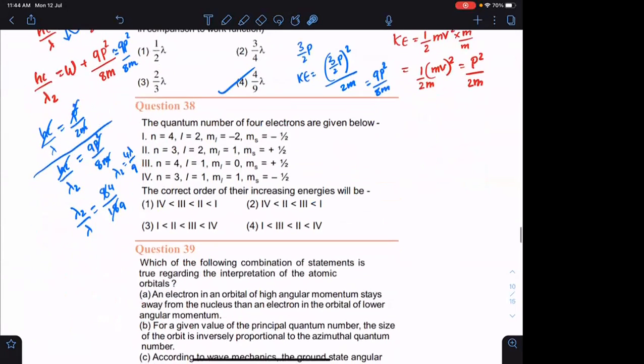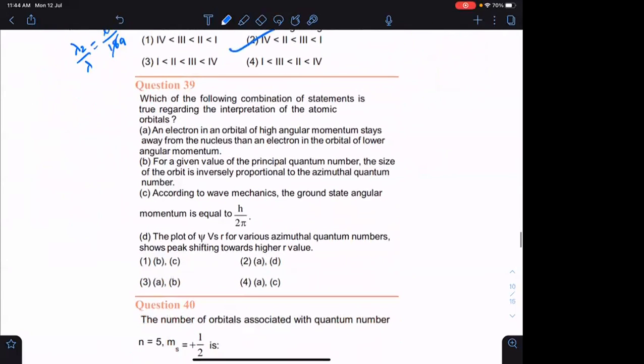Question number 38. The quantum numbers of 4 electrons are given below. Arrange the order of their energies. What you need to do? n plus l value. Good. इसके लिए 6 है, इसके लिए 5 है, इसके लिए भी 5 है, इसके लिए 4 है. सबसे ज्यादा एनर्जी 1 है. उसके बाद आपको 3 रहेगा, उसके बाद आपको 2 रहेगा. ऑप्शन 2 less than 4, 2 less than 3 less than 1.